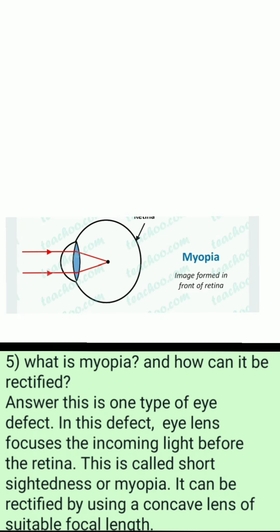5. What is myopia? And how can it be rectified? Answer. This is one type of eye defect. In this defect, eye lens focuses the incoming light before the retina. This is called short-sightedness or myopia. It can be rectified by using a concave lens of suitable focal length.